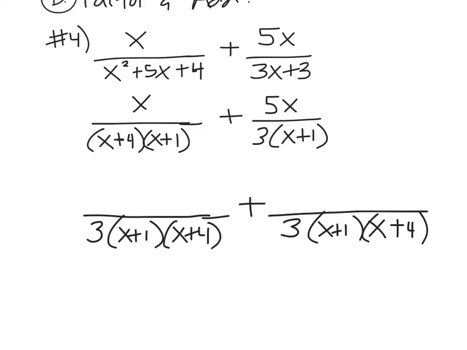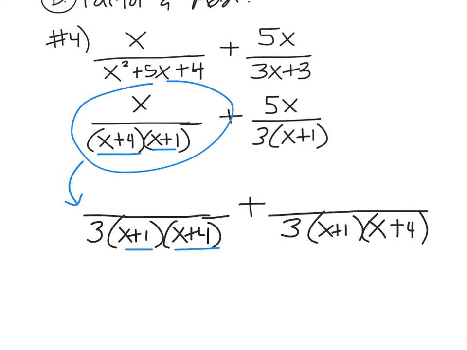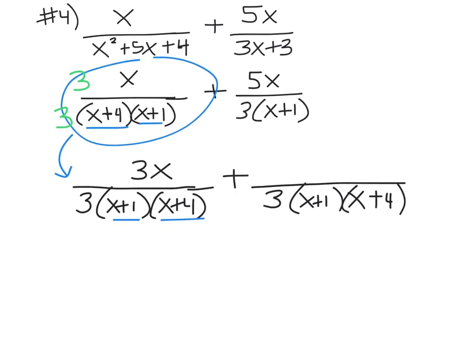Now let's figure out what we're missing. I need to go from this fraction right here to this one. So what's the missing link? What am I missing? I'm just missing a 3. It has an x plus 1 and an x plus 4, but it's missing the 3. So I need to multiply 3 top and bottom, which I already did on the bottom. And up top, I get a 3x.